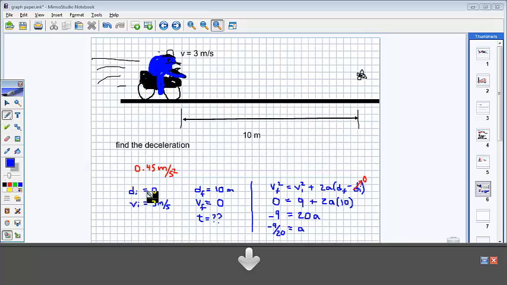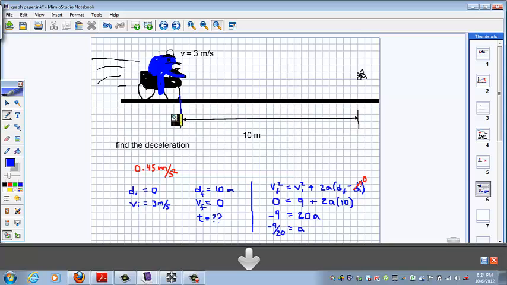We set up our normal variables here. Our initial distance, if we set up a coordinate system here, could be 0. And our final distance is 10 meters downstream, so those are our distances. This is where it all begins, and this is where it all ends. In our initial moment, we had a velocity of 3, but we ended up at rest, so we had a velocity of 0, time unknown.